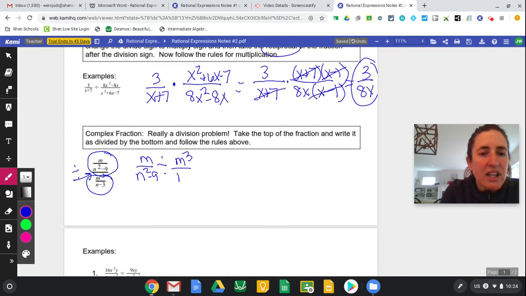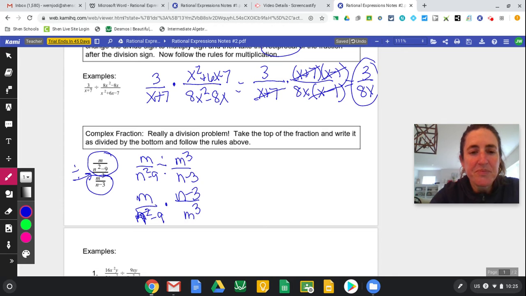But now I know from the example up above, the first fraction stays the same. So m over n squared minus 9 times the reciprocal of this, n minus 3 over m cubed. Okay, division became multiplication.